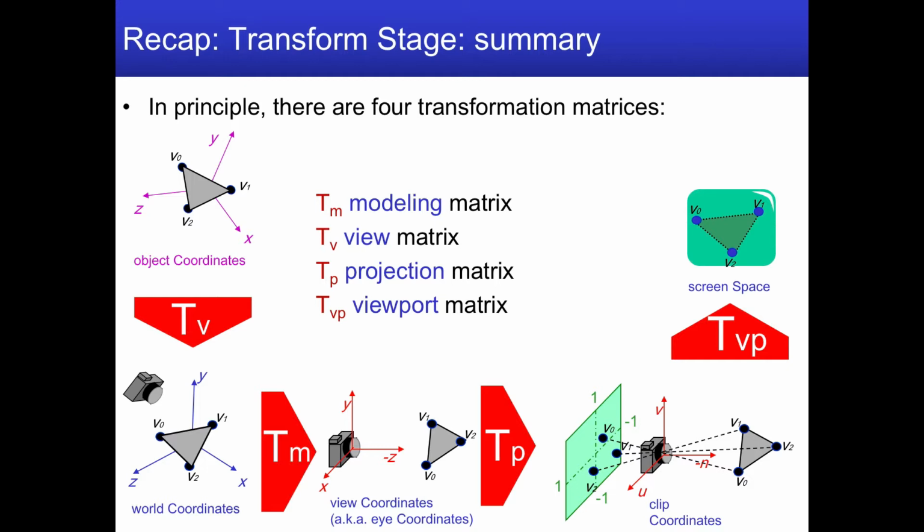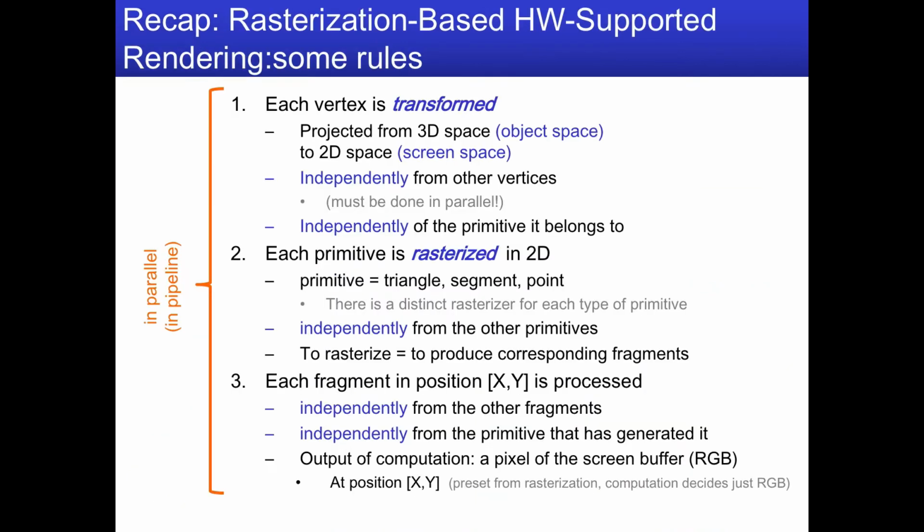Sorry, this V and M, this one should be M and this one should be V. I will correct it later on. Then you have the view matrix that transforms world coordinates to view coordinates. Then you project, and you have the clip coordinates, depending on the kind of projection. And in the end you have the viewport matrix that transforms the clip coordinates to the screen space.